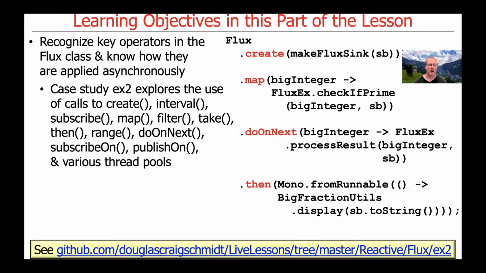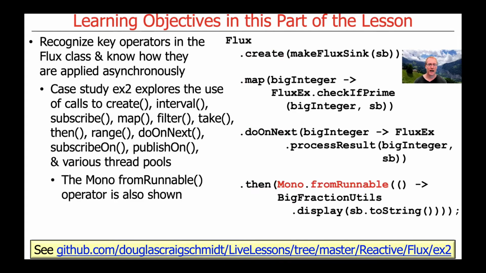And the operators we're going to be covering here will include create, interval, subscribe, map, filter, take, then, range, doOnNext, subscribeOn, publishOn, and various thread pools. Some of these operators we looked at in the first case study, but we didn't look at them in the context of asynchronous processing, which of course is what we're going to be doing now.